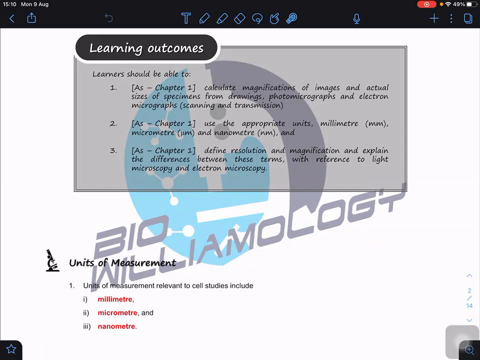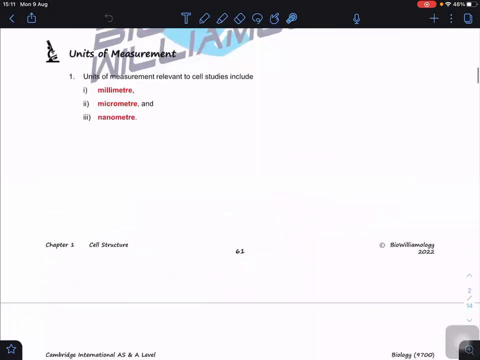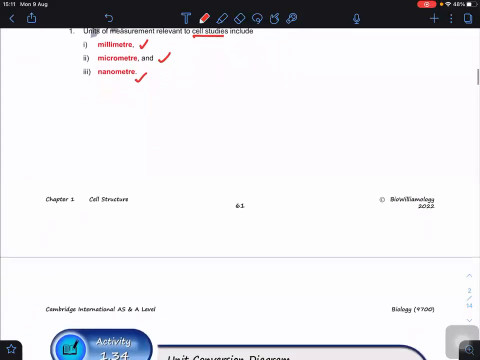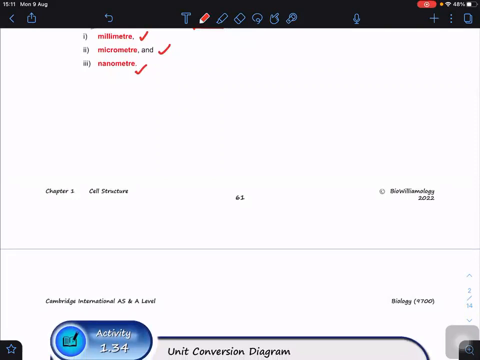Next, we will need to define resolution and magnification, and explain the differences between these terms with reference to light microscopy and electron microscopy. As I said, the units of measurement relevant to cell study are millimeter, micrometer, and nanometer. So for activity 1.34, please complete that table. I will show you the answer later.